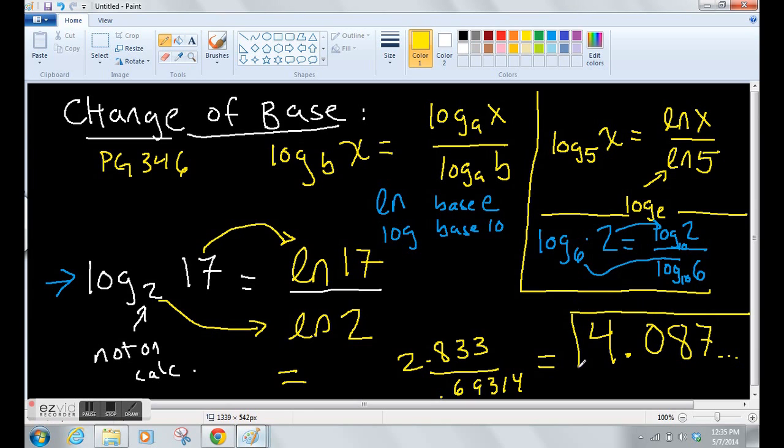And you should get this whether or not you use natural log. You should also get the same answer using log base 10 of 17 divided by log base 10 of 2. I'm going to do it right now. Here's my calculator. Log of 17 divided by log of 2. Yep, look at that. 4.087. I am so good. All right. Look at those logs.